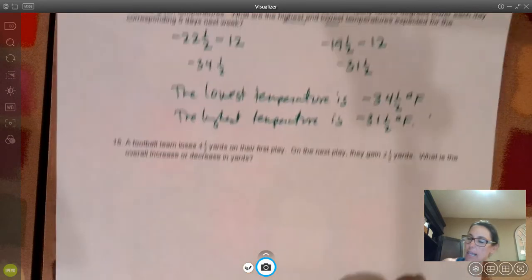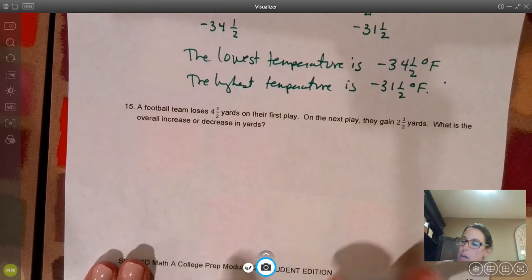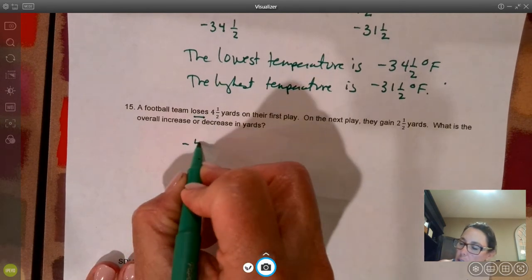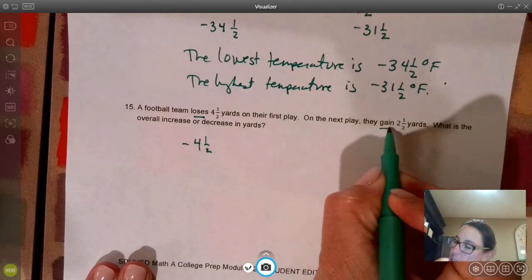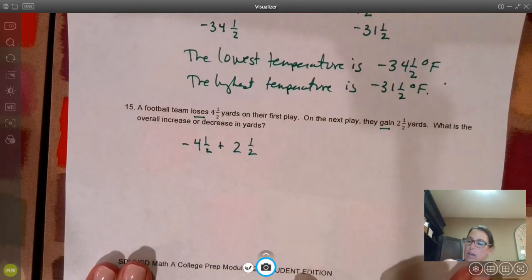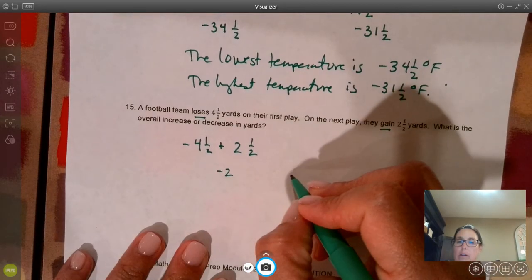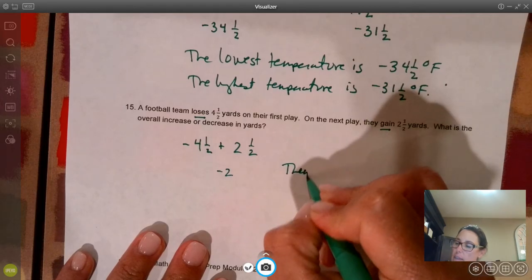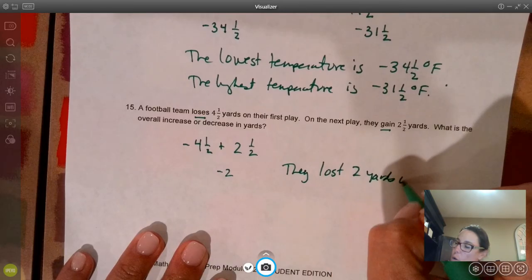Okay, all right, the last one. A football team loses 4 1/2 yards on their first play. On the next play, they gain 2 1/2 yards. What is the overall increase or decrease in yards? Okay, so losing 4 1/2 yards would look like that. Gaining 2 1/2 yards would look like that. When you combine those, you get -2. So the negative means that they lost. They lost 2 yards overall.